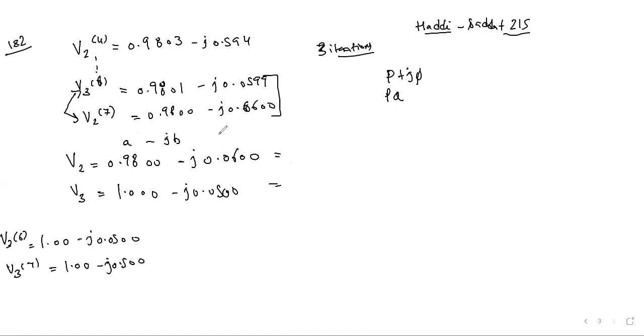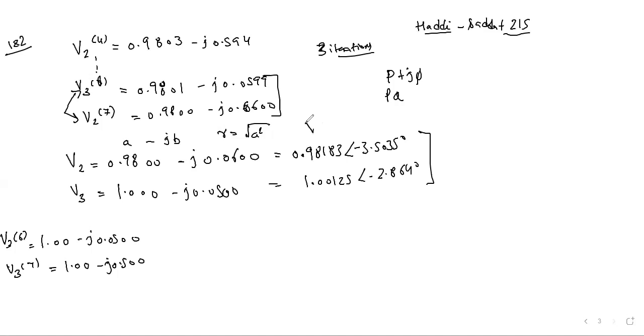I can write in the polar form where R is equal to the square root of A square plus B square, or you can directly do it in the calculator, rectangular to polar. So V2 is 0.98183 at an angle of minus 3.5035 degrees. And similarly, you get V3 as 1.00125 at an angle of minus 2.864 degrees.